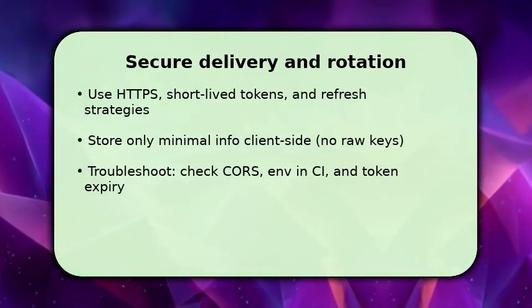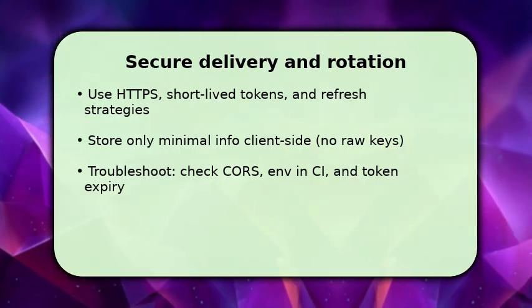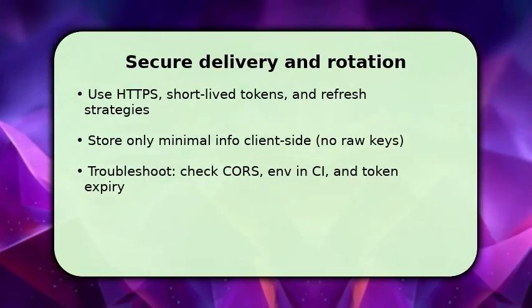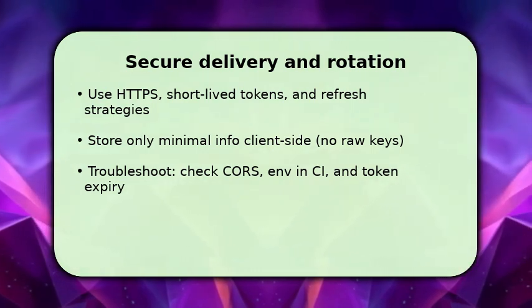If something goes wrong, check core settings, confirm CI variables are set, and verify token expiry windows. These 3 checks resolve most connectivity or authorization failures quickly.